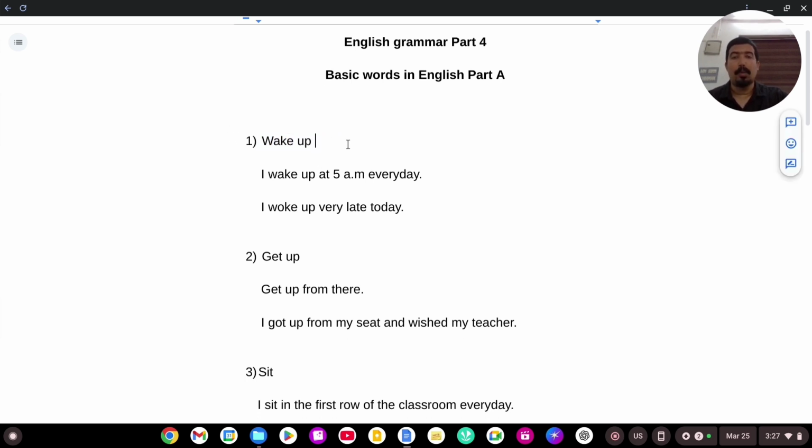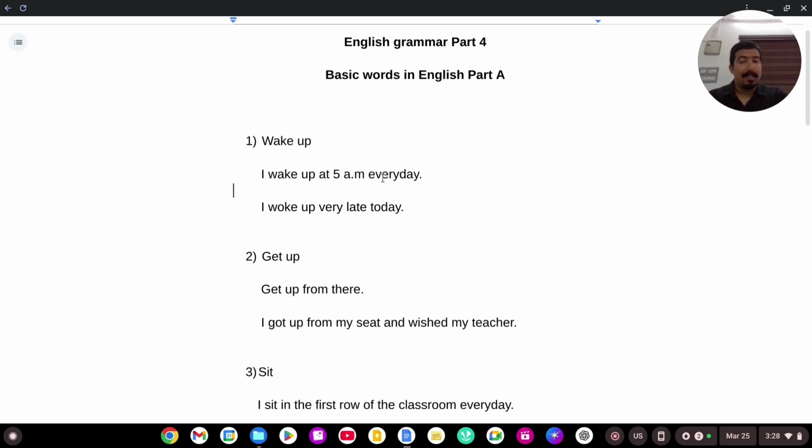Wake up. Here we are going to learn some basic words and how we can use them in different tenses as well. Okay, wake up means, you know what is wake up, because you go to sleep at night and you wake up in the morning. That is, you wake up from your sleep. Here, I wake up at 5 a.m. every day. Here you need to look at the sentence structure as well. I wake up at 5 a.m. Here the subject I is followed by the verb, that is the base form of verb or V1 form of verb.